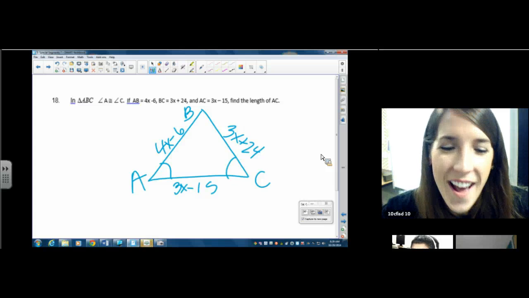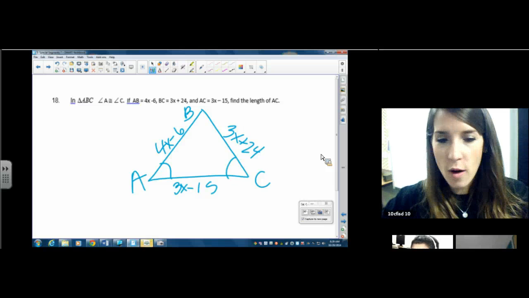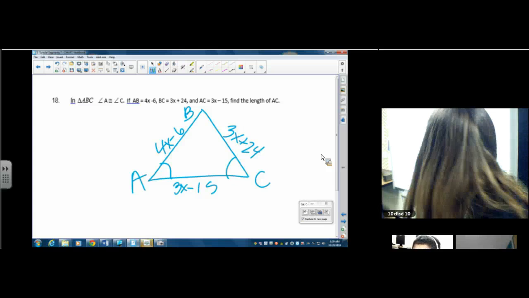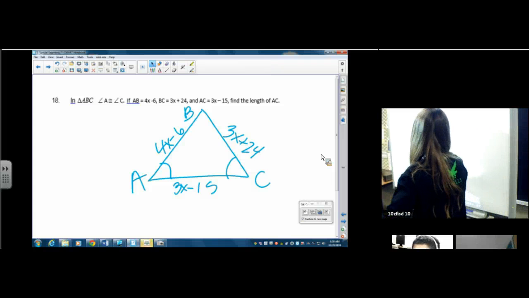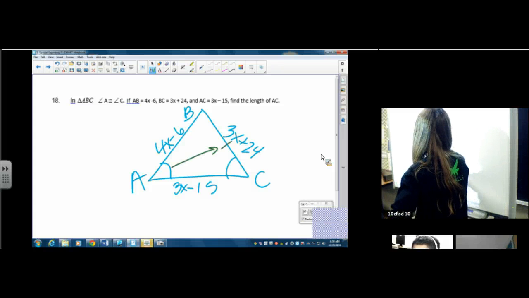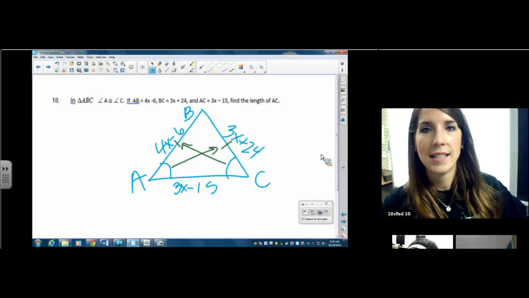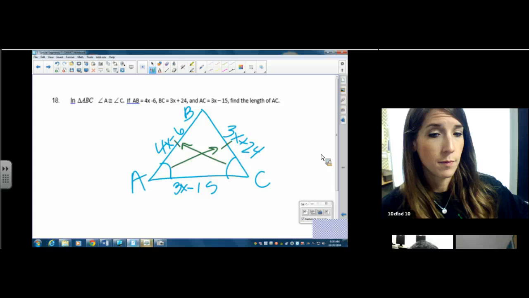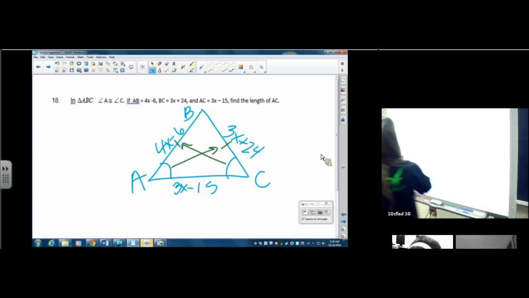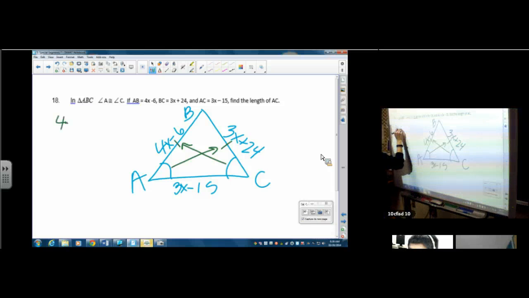No. In this problem, you're not going to use all 3 of those. You're going to use the ones that matter. You're going to use the legs. The legs are always across from the base angles. The legs in an isosceles triangle are congruent. So we know that 4x minus 6 equals 3x plus 24. We know that x equals 30.